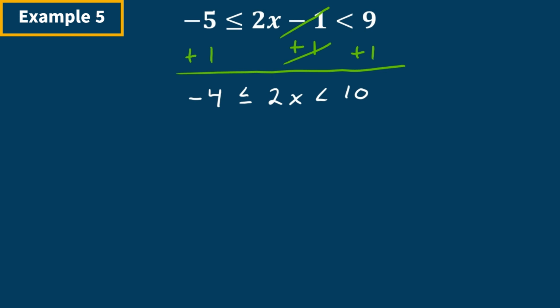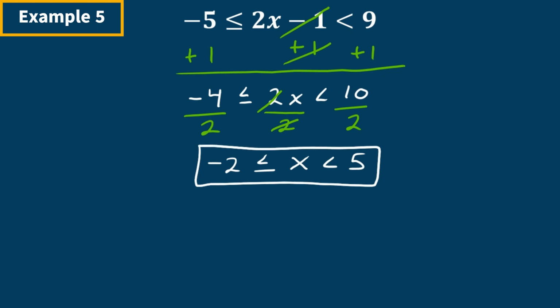The only thing that you have to remember with these kinds of problems is that whatever you do, you have to do it to both sides of the equation. So now we have 2x in the middle. To get rid of the 2, what we have to do is divide, and we have to divide the right side and the left side. Like that. These 2's are going to cancel in the middle. And on the left-hand side, we have negative 4 divided by 2, which is negative 2, is less than or equal to x, which is less than 5. So now we've isolated x. This right here is one of our ways to write down our solution.